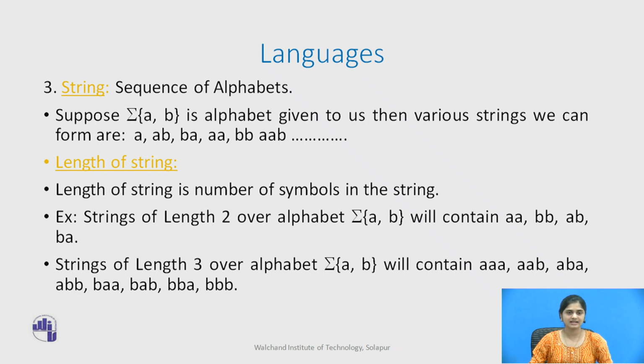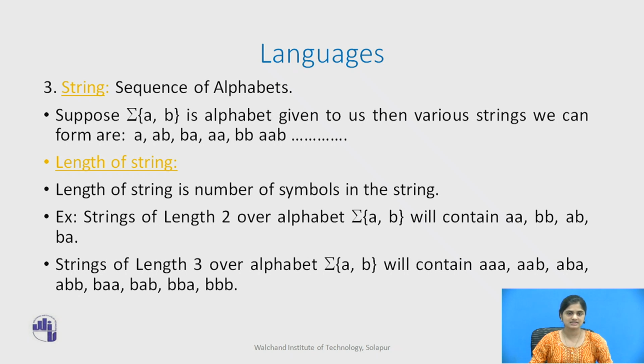Suppose we are given an alphabet with the symbols a, b, then the various strings which we can form from them are ab, ba, bb, aaa, aab, etc. Length of the string. Length of the string is an important property for a string. Length is the number of symbols contained in the string.